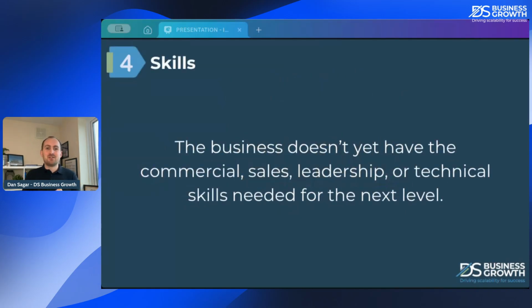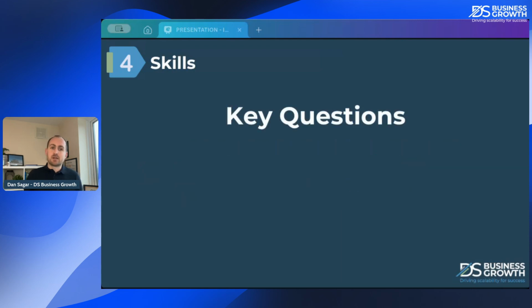Okay, so skills constraint means that the business doesn't yet have the commercial skills, the sales skills, the leadership skills, or perhaps the technical skills needed to move that business to the next level. Okay, and if you're on your own, this will absolutely potentially apply to you. Or of course, if you have a team, this could apply to one or multiple people within your team. So depending on the size of your business and how many people you have around you, this will affect you potentially on various levels. And a couple of questions to think about here.